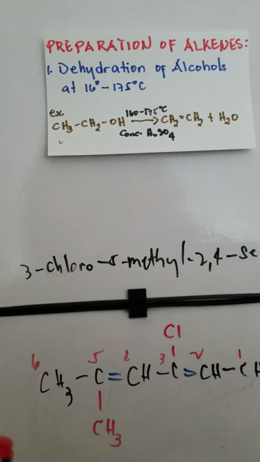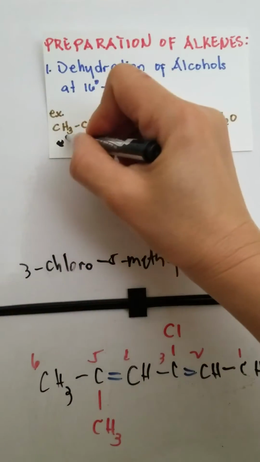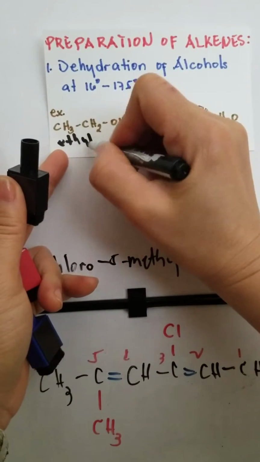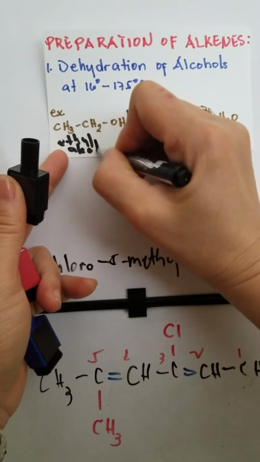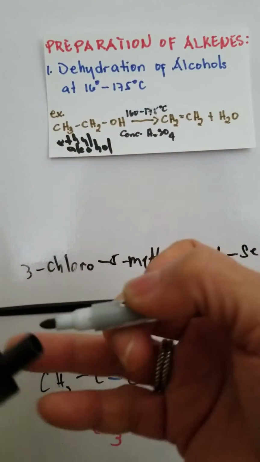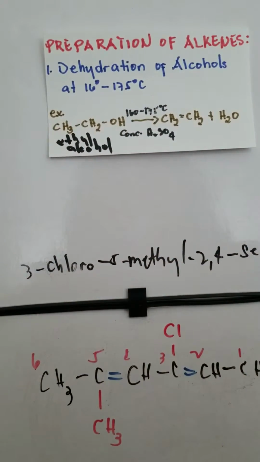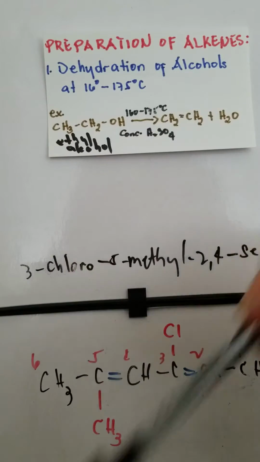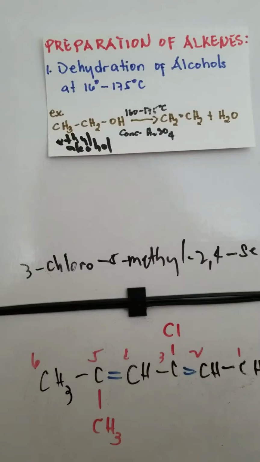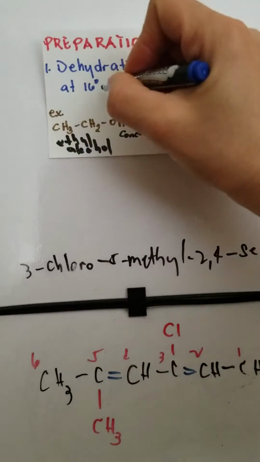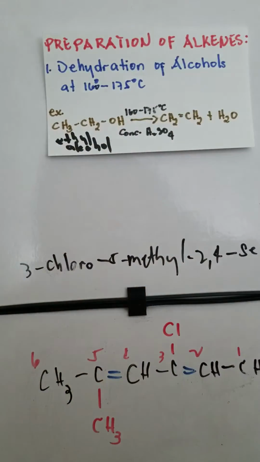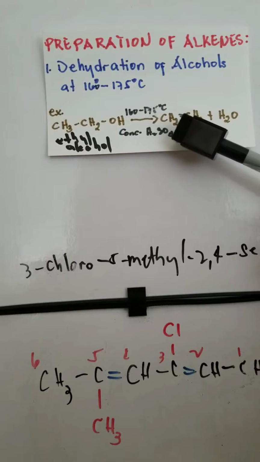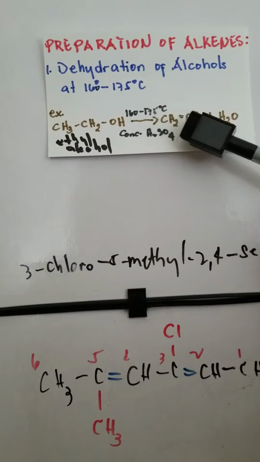Now I cannot use you. Sorry. So this is ethyl alcohol. Now, being heated at what temperature? 160 degrees to 175. So this is 160, not 16. Okay. And it will produce an end product of CH2=CH2.